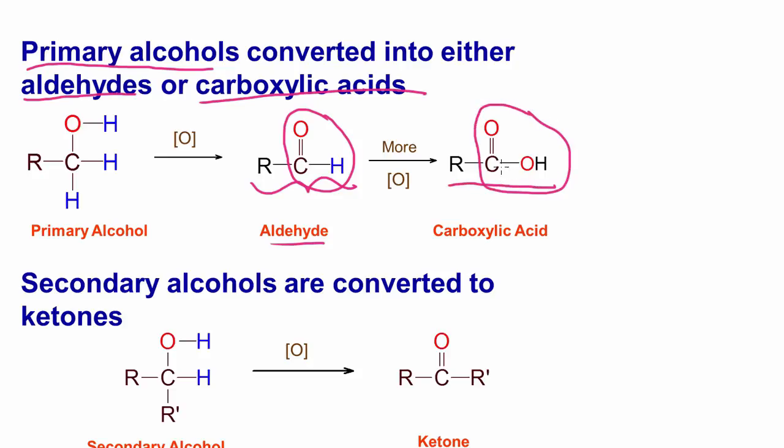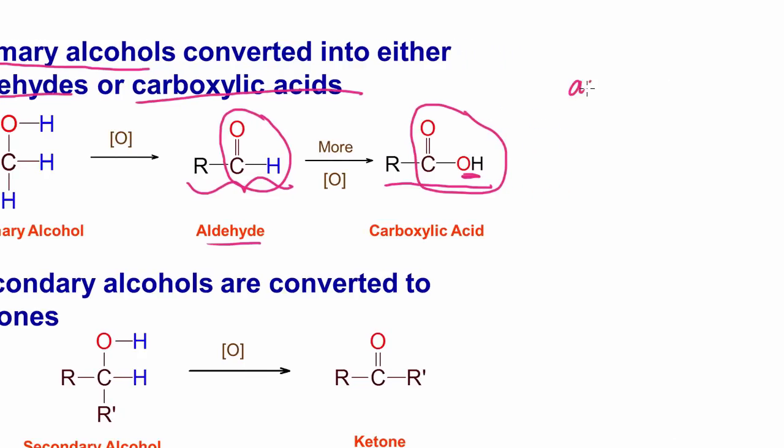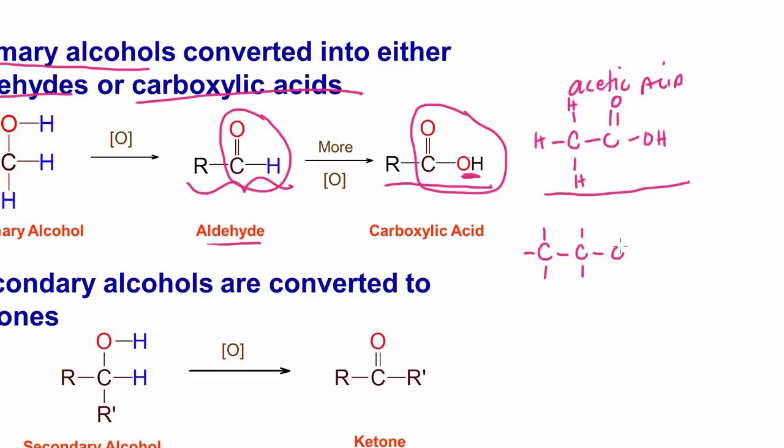A carboxylic acid has this functional group here, a carbonyl group, and then bonded to the carbonyl group is the OH group. A very common carboxylic acid is acetic acid, and that looks like this. This would be acetic acid, okay? An example of an aldehyde would be maybe something like this. Again, as I said, it's that carbonyl carbon. We have this carbonyl group, and there's a hydrogen bonded to the carbon. So this would be an aldehyde.